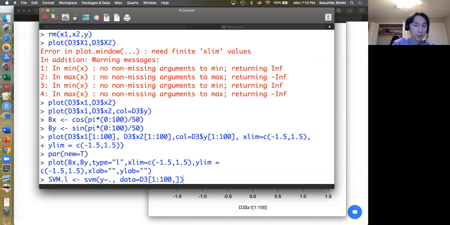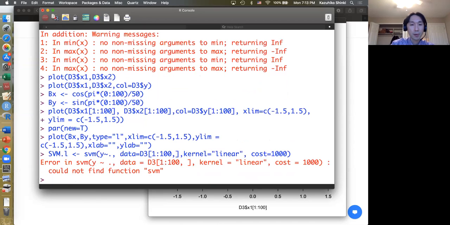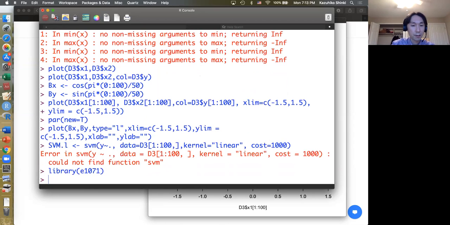So this is the data frame. The row numbers are 1 to 100, and the kernel is linear. Linear kernel doesn't have gamma, so cost. Depending on cost, larger cost means smaller classification error. This function is within the library e1071.